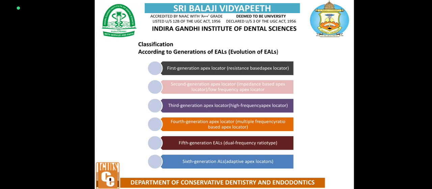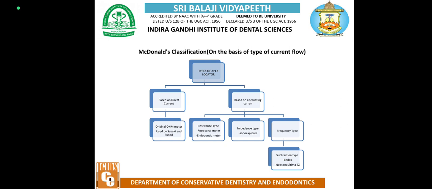Classification: according to generations of electronic apex locators. First generation apex locators: resistance based apex locator. Second generation apex locator: impedance based apex locator or low frequency apex locator. Third generation apex locator: high frequency apex locator. Fourth generation apex locators are multiple frequency ratio based apex locators. Fifth generation apex locators are dual frequency ratio type. Sixth generation apex locators are adaptive apex locators.